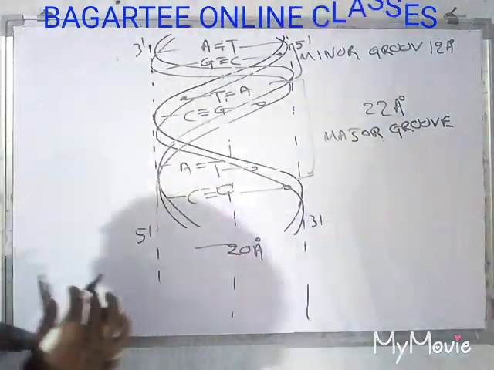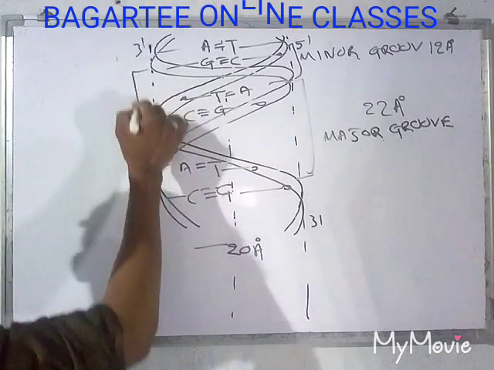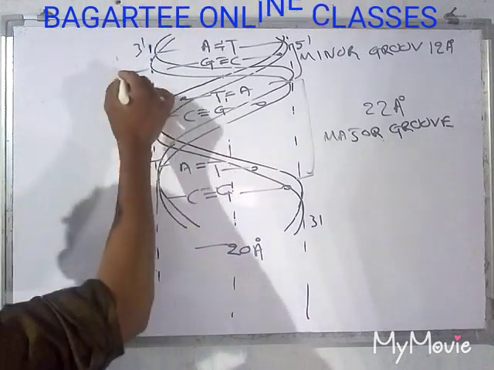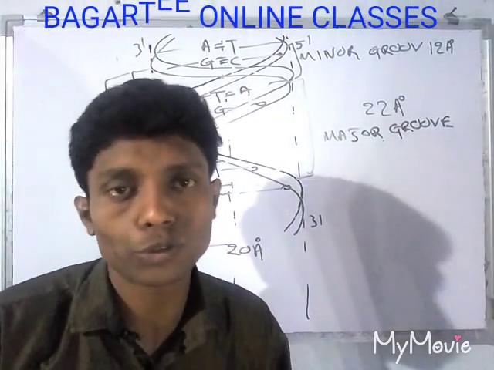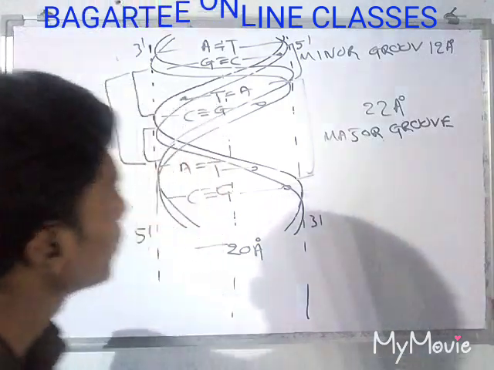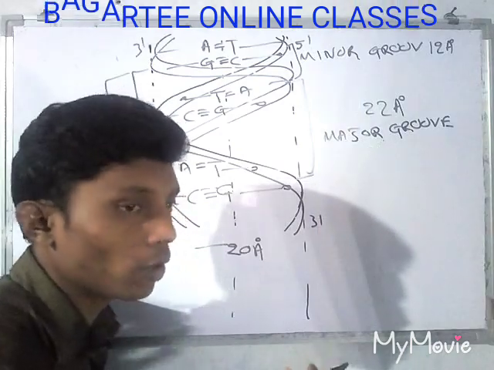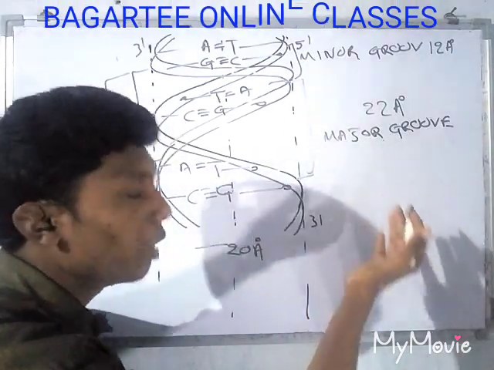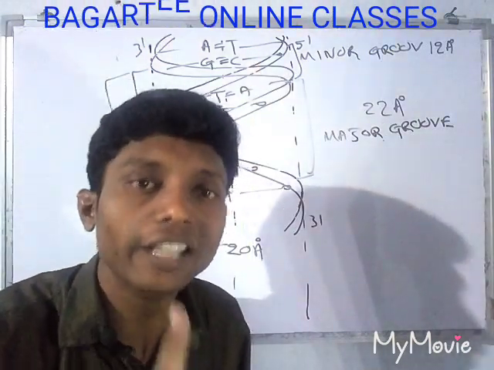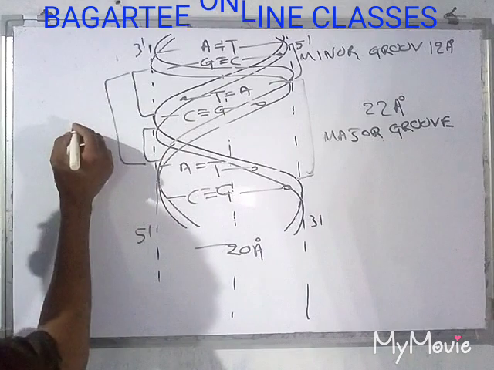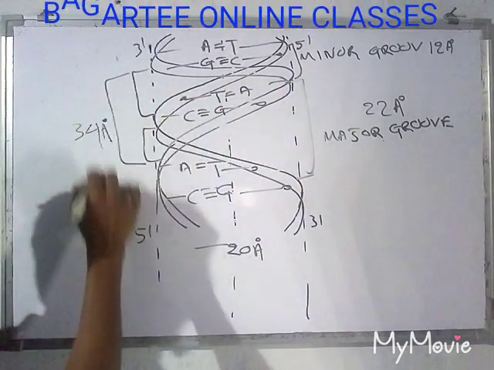On the other side also you can see this is the major groove, this is the minor groove, and the total length of both the major groove and minor groove constitutes one turn of DNA. Because the minor groove is 12 angstrom and the major groove is 22 angstrom, the length of one turn of DNA is 12 angstrom plus 22 angstrom, that is 34 angstrom.